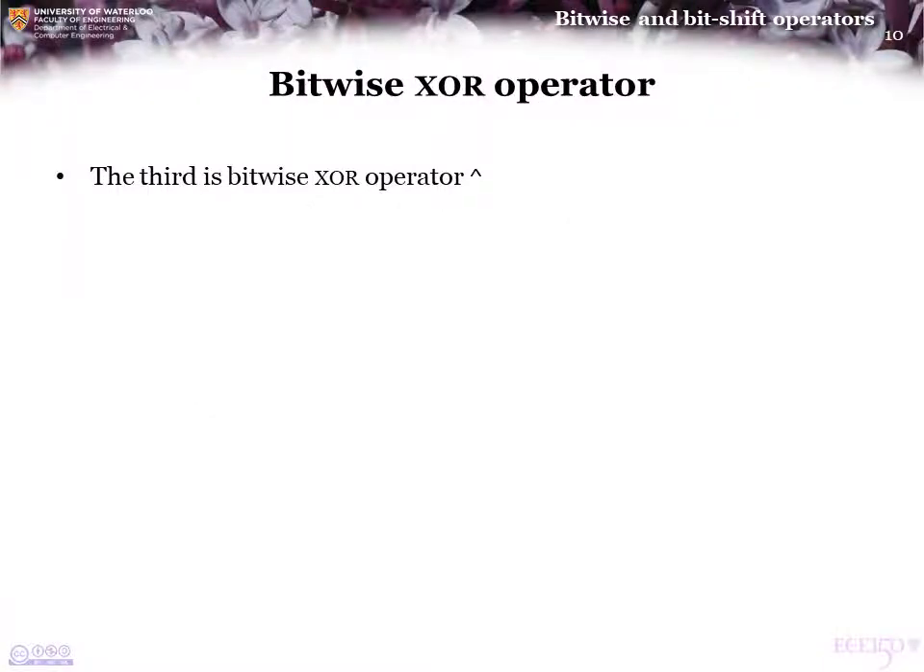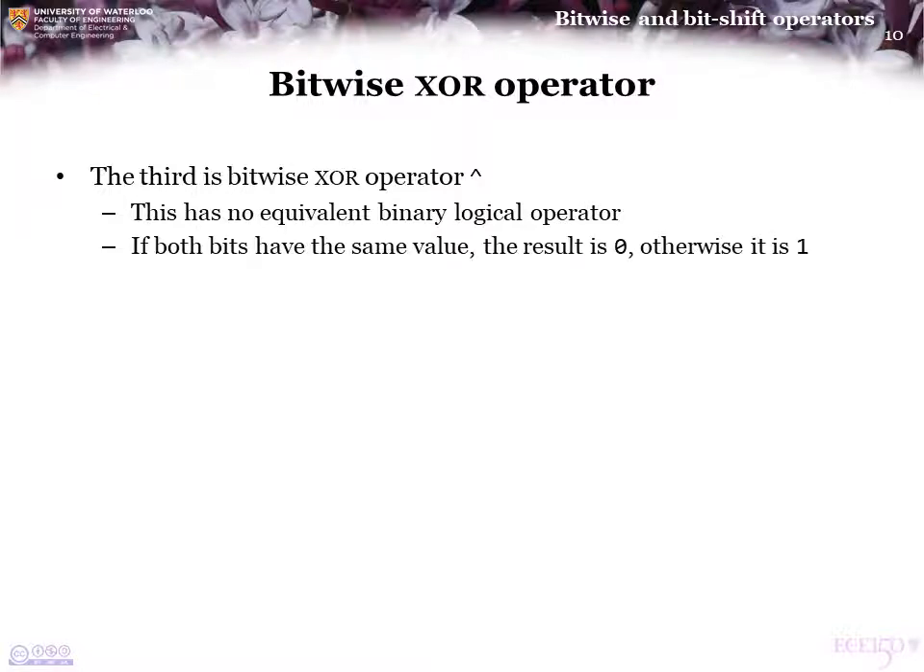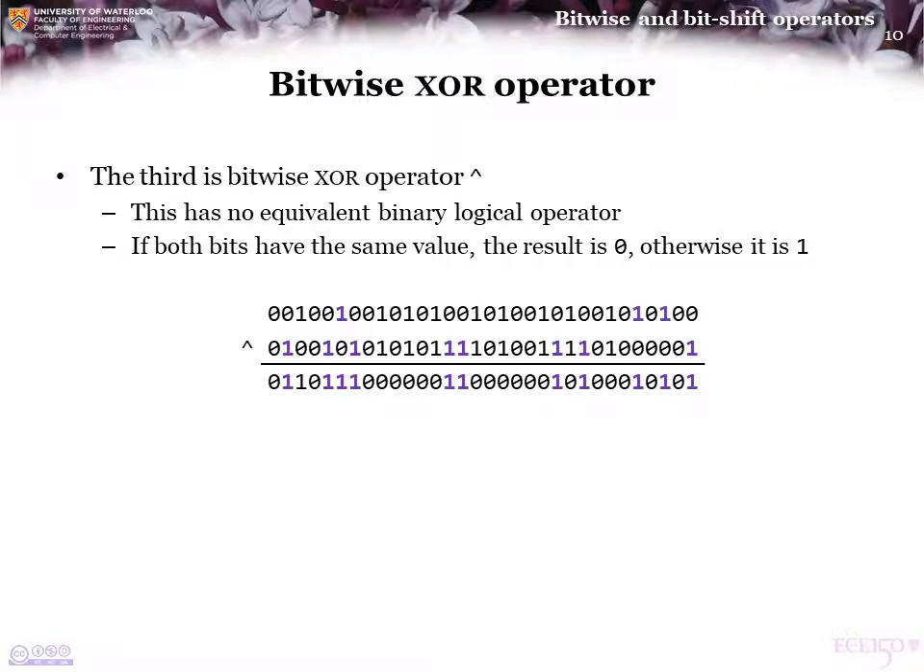So the bitwise XOR operator is represented by a caret, which you may have thought was the exponentiation operator. However, it's in fact the bitwise XOR operator. There is no equivalent binary logical operator. There is no double caret operator in C++. So if both bits have the same value, the result is 0, otherwise it is equal to 1.